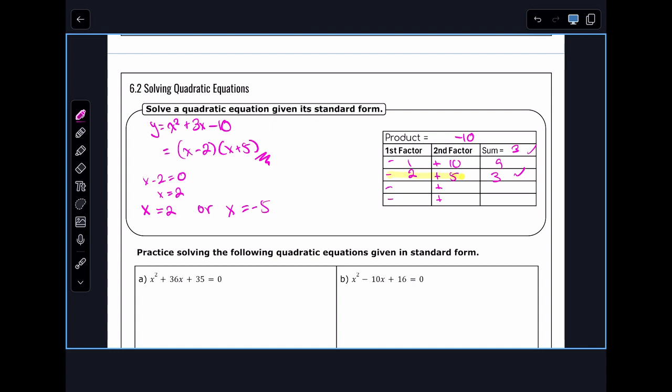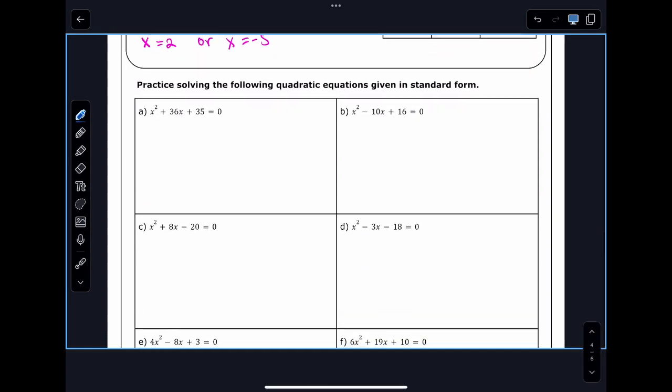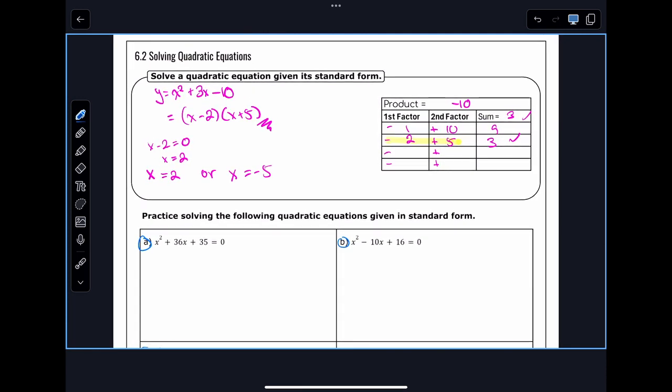Because we want to review the factoring, let's do the first 4 on your own or with a partner, up to D, then we'll take it up in a bit.